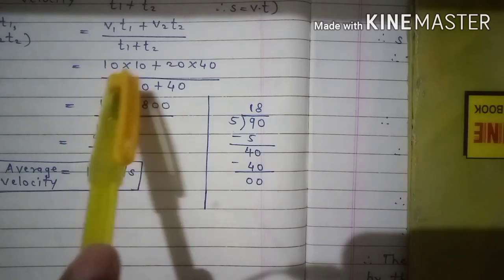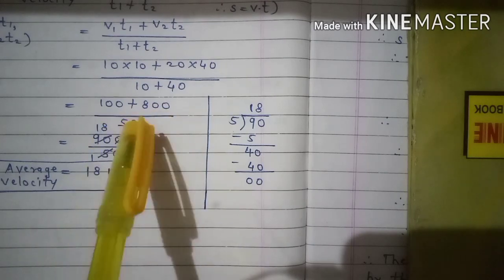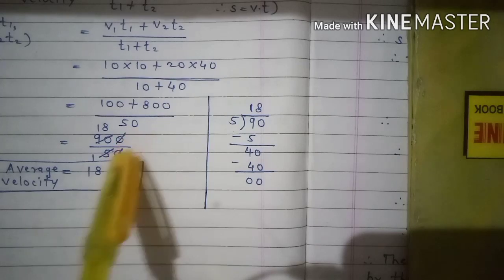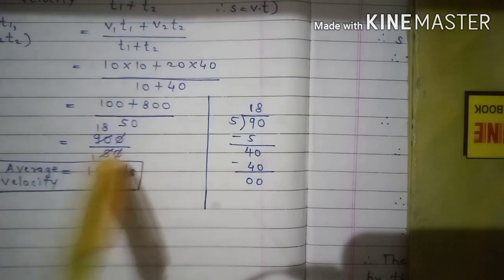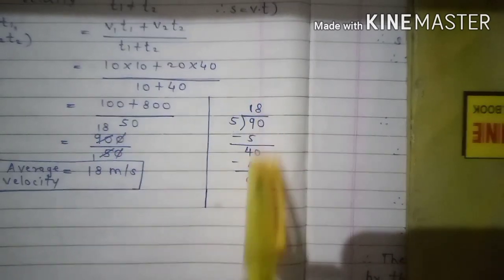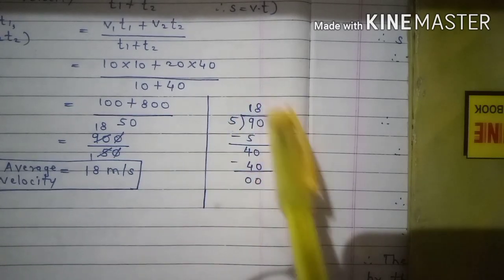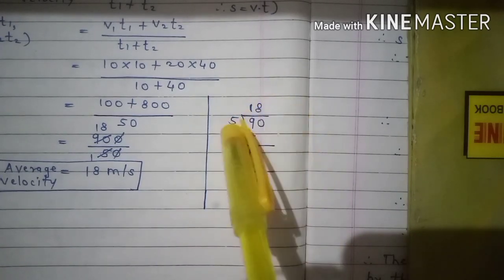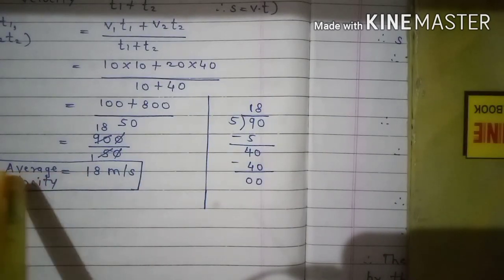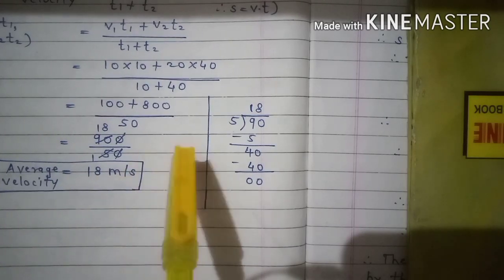So what will be the addition? 10 tens are 100 plus 20 into 40, that is 800, upon 50. So it will be 900 upon 50. So 0 will cut and 90 upon 5. So on the right hand side this 90 upon 5 division will come 18, because we know 18 5s are 90, so 90 divided by 5 will be 18. So therefore average velocity is equal to 18 meter per second.